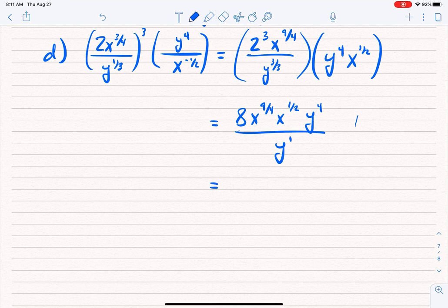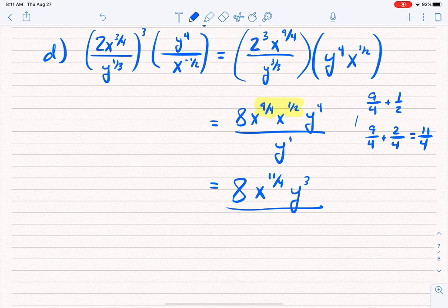The only other thing that's a little bit of a struggle is I have to have a common denominator here, but that's pretty simple. If I was adding 9/4 plus 1/2, I would just have to think about halves in terms of fourths. And so this would be 9/4 plus 2/4, which is clearly 11/4. So that's real simple. So the final answer is 8x to the 11/4, and then the y to the 4th over y reduces to a y to the 3rd. Woo! Crazy problem. Look how insane that was to start and how relatively simple it was to end.